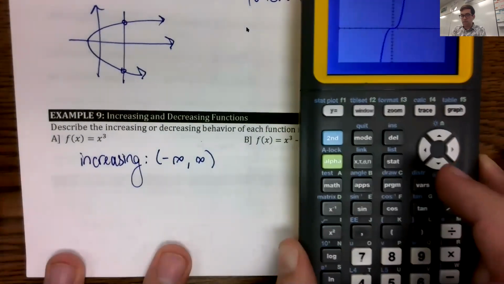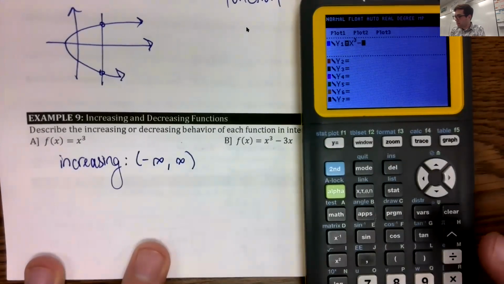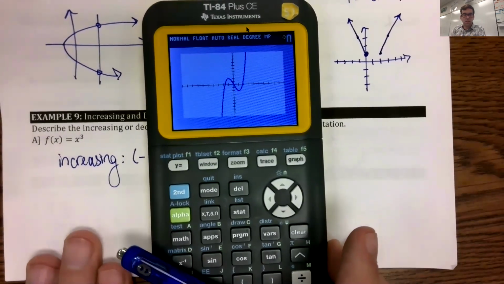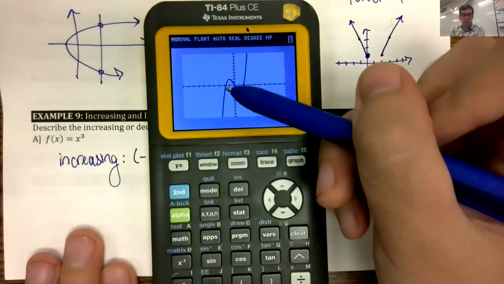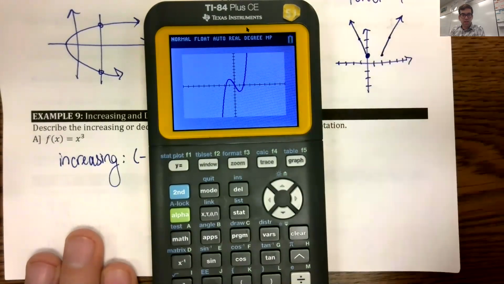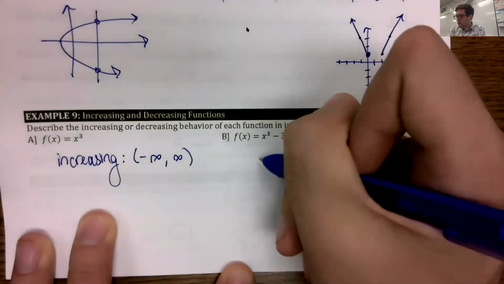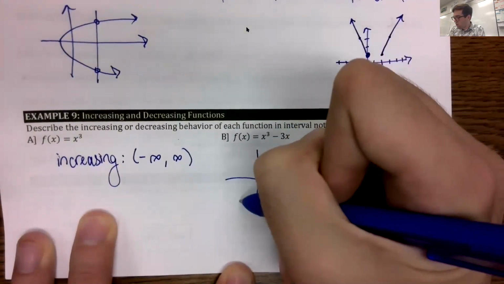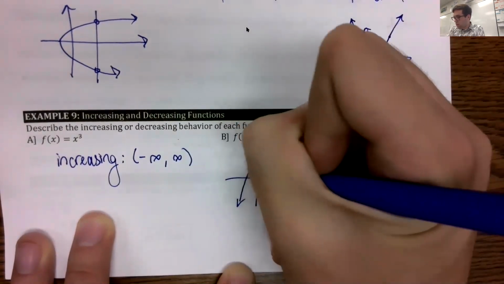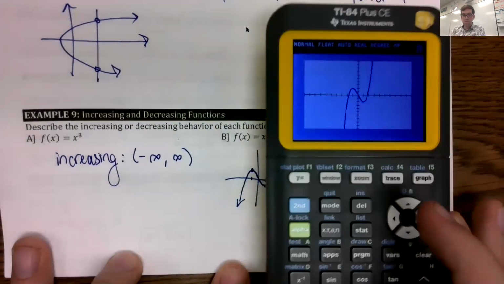Let's take a look at letter B then. x cubed minus 3x. Okay, so this one's a little trickier. It's increasing, and then from left to right, it starts decreasing, and then it starts increasing again. So I could do a rough sketch of that, if that might be helpful. Looks something like this. And I need to figure out what is the x value there and what is the x value there. I can do that on my calculator.